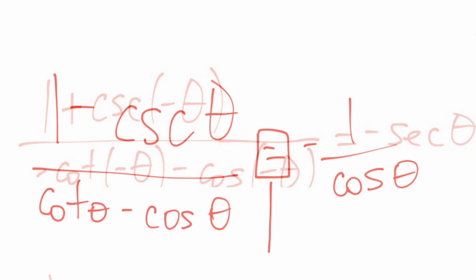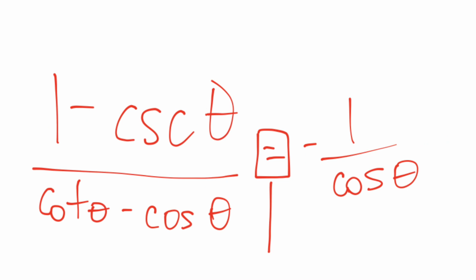I used the even and odd identities to turn cosecant of negative theta into negative cosecant theta. I used the even and odd identities to turn negative cotangent of negative theta into positive cotangent theta. I used the even and odd identities to turn cosine of negative theta into cosine theta.